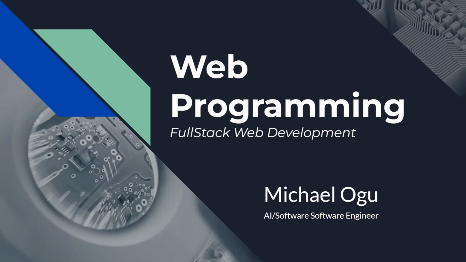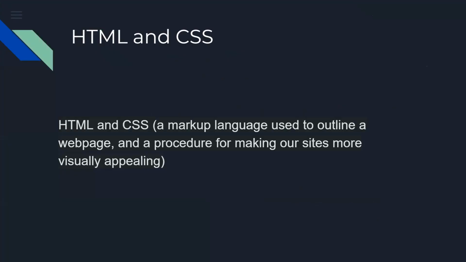Okay. So for web programming, the first one we're going to be looking at are some technologies which were mentioned in the previous slides. It's called HTML and CSS. HTML is basically used to describe the content of a web page.